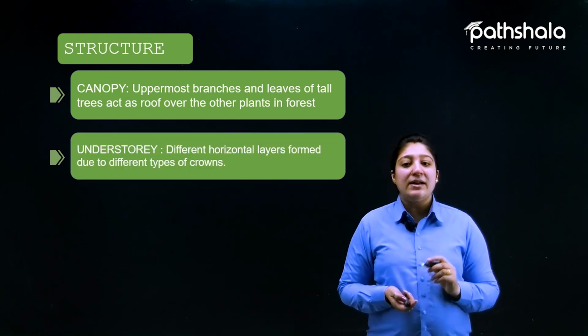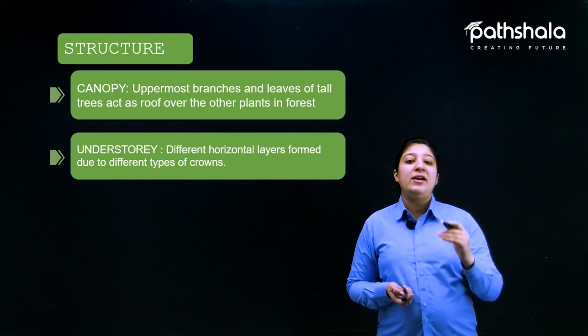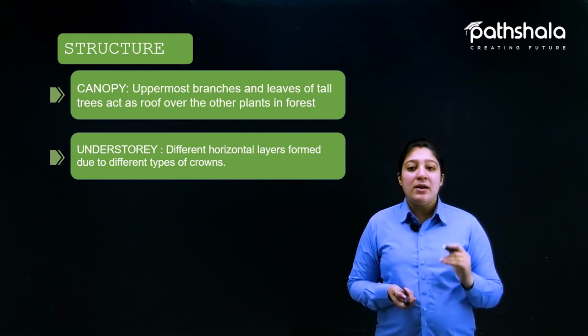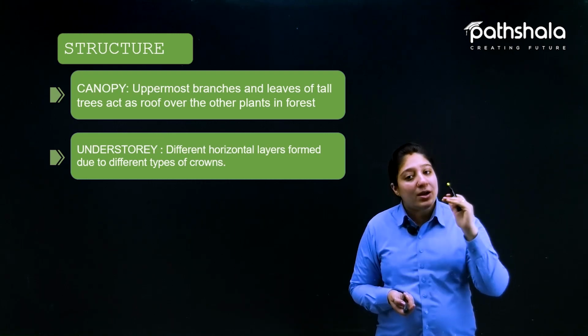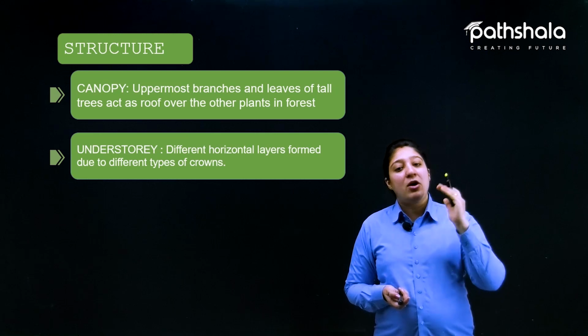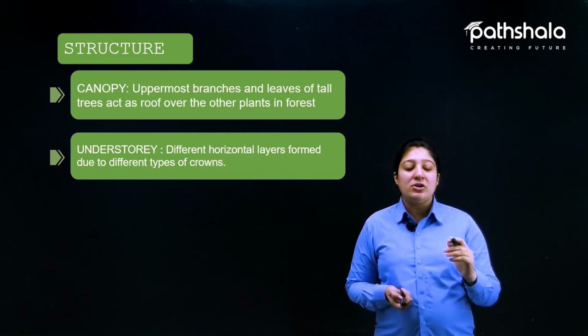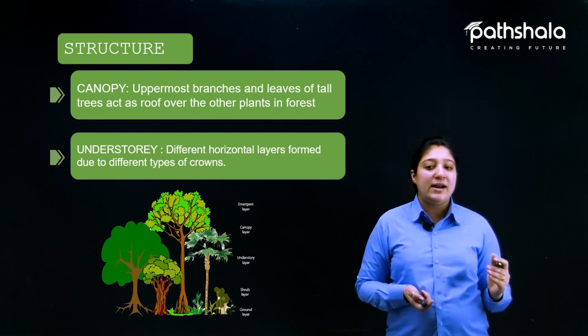Now the second one is understory. Understory are the trees or the different layers down from the canopy. As we move down the canopy, the trees that are smaller than the trees that form the canopy form the understory. And in the understory also there are different kinds of layers formed that we are going to discuss in a further slide.